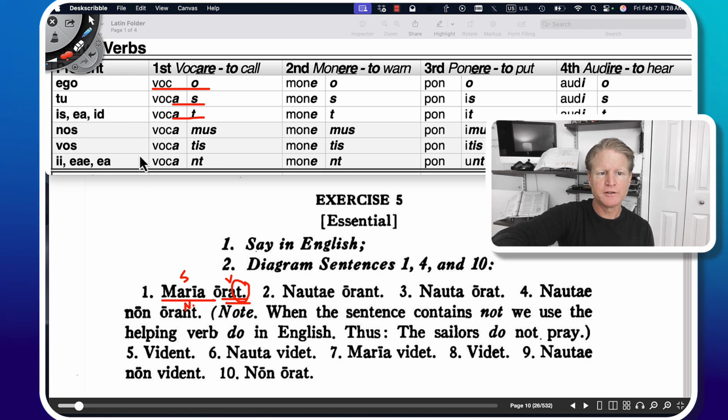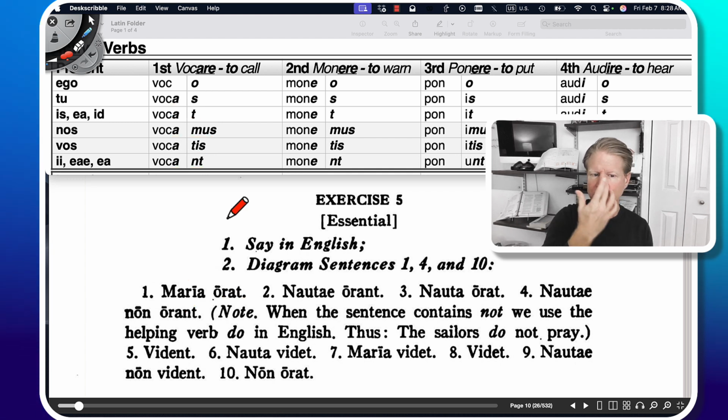And then here you'll notice these are shaded lightly in gray. This is where the plural starts. So here we have vocāmus, we call, vocātis, you all call, and vocant, they call. And we're going to keep it simple and only focus on the singular for now. The rest of these we'll add later as we go through the course.